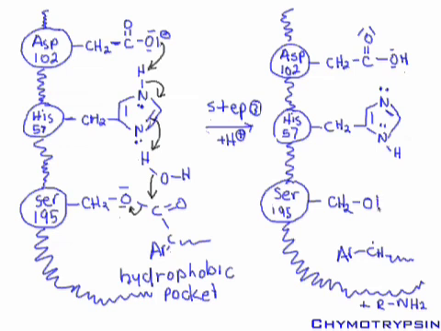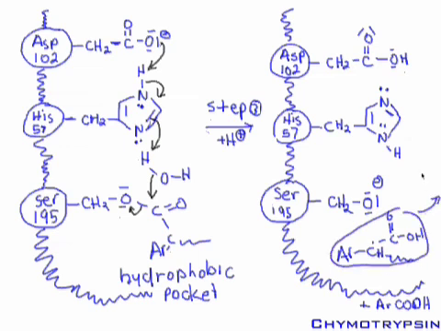You get this O minus, and you get the carboxylic acid. You get an R, or if you like, an Ar, aromatic CO2H given off. And you've effectively cleaved the carboxylic acid, so that goes off.